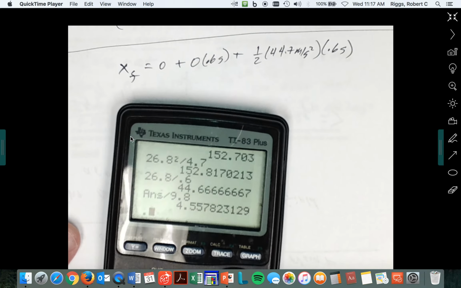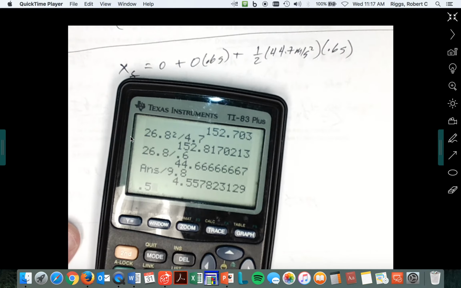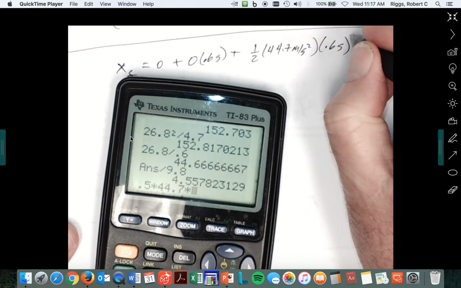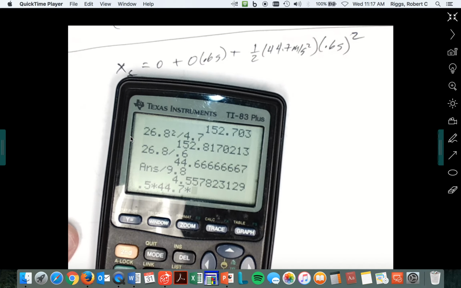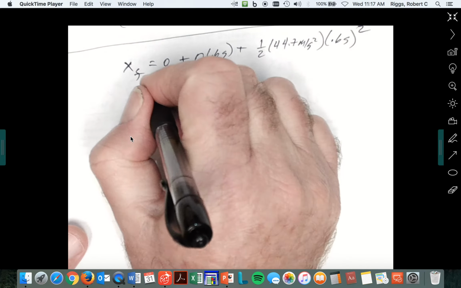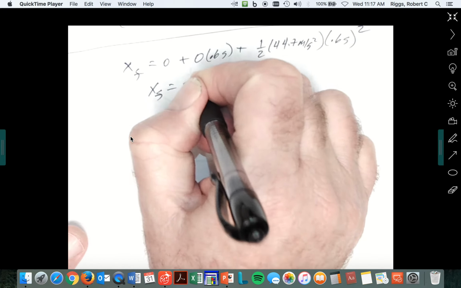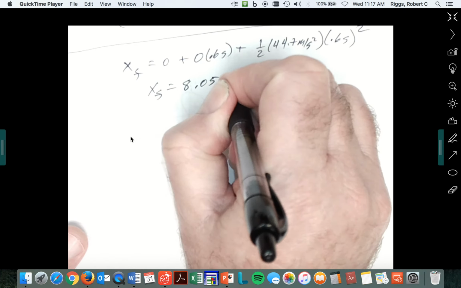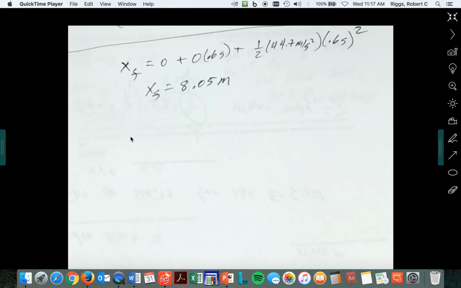So we got 0.5 times 44.7 times 0.6 squared. 8 meters. Boom! 0 to 60 in 8 meters. Wow. You better get out of the way. 8.05 meters, we'll say. That's like 25 feet. That's a rocket, essentially.